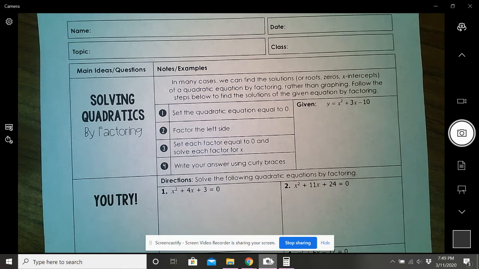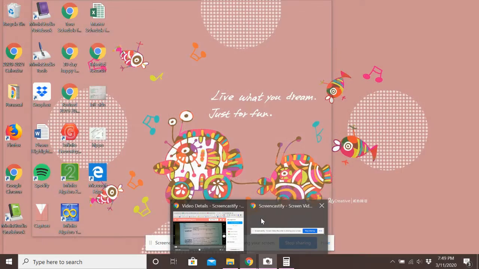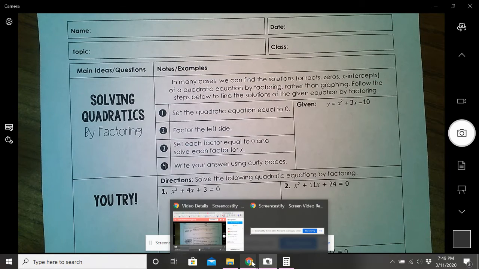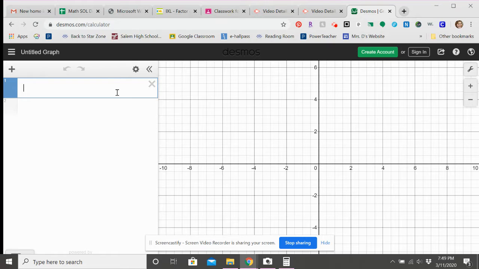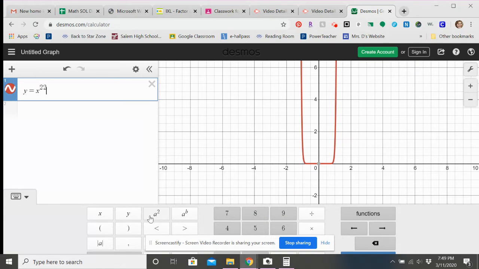So I just want to show you real quick, there's another way to solve a quadratic, and that is by graphing, which we'll talk about more, but I'm going to switch screens here and go on over to Desmos to graph this. Okay, so you have it right there on your screen. Just the regular graphing calculator is great. Let me type it in. Y is equal to x squared. Down here in the keyboard, you can pick up the square. Okay, plus 3x minus 10.